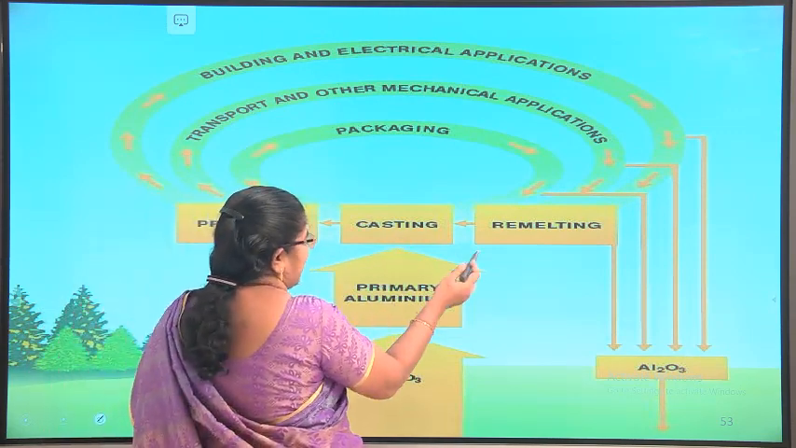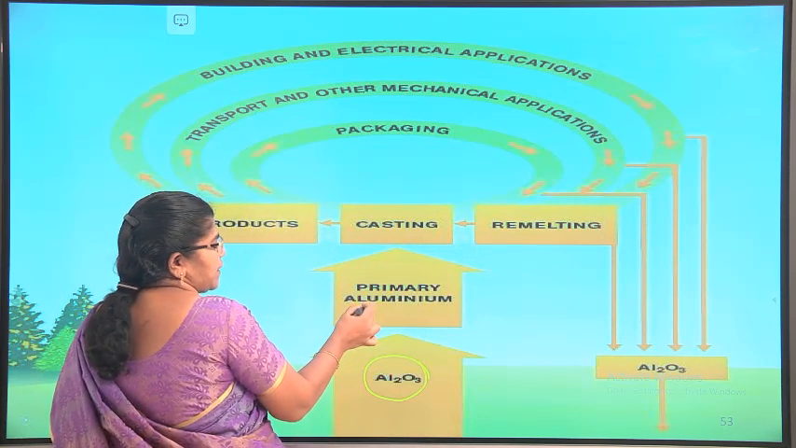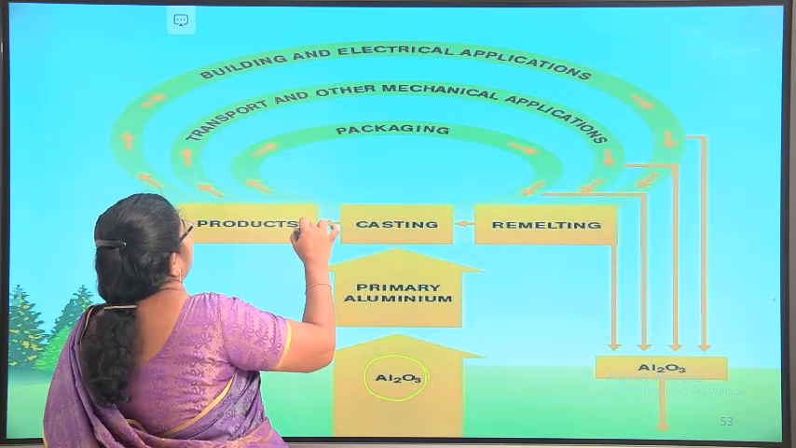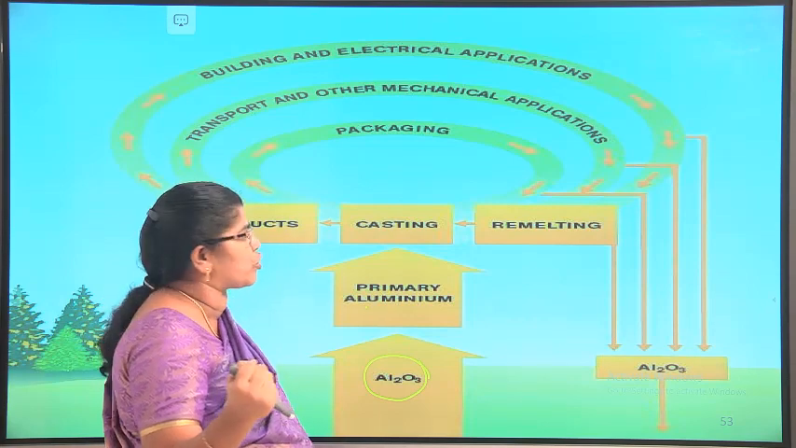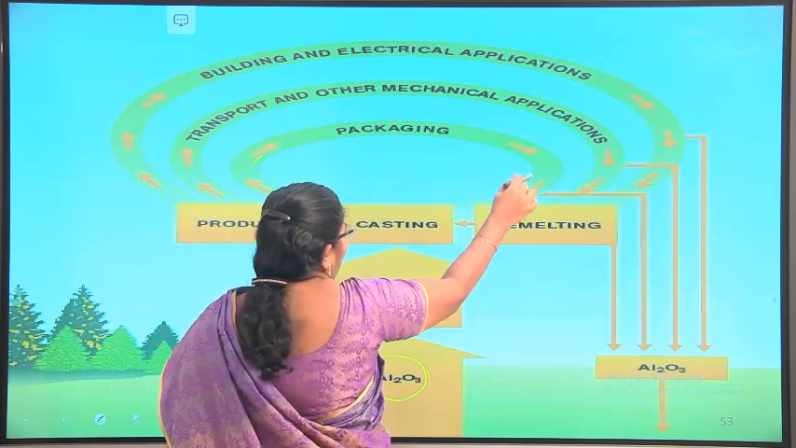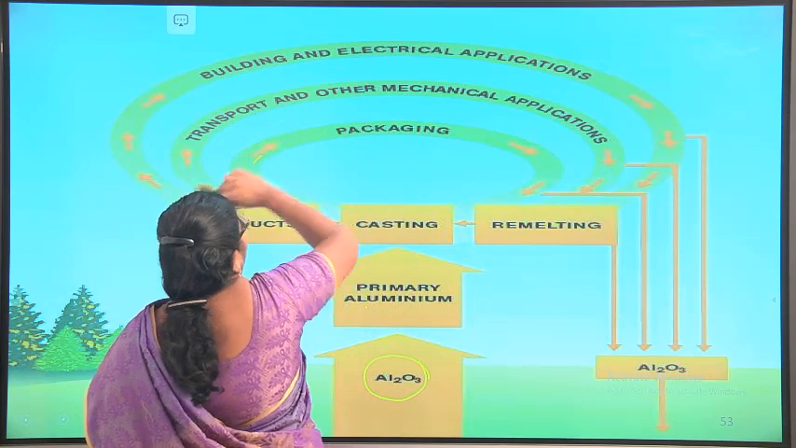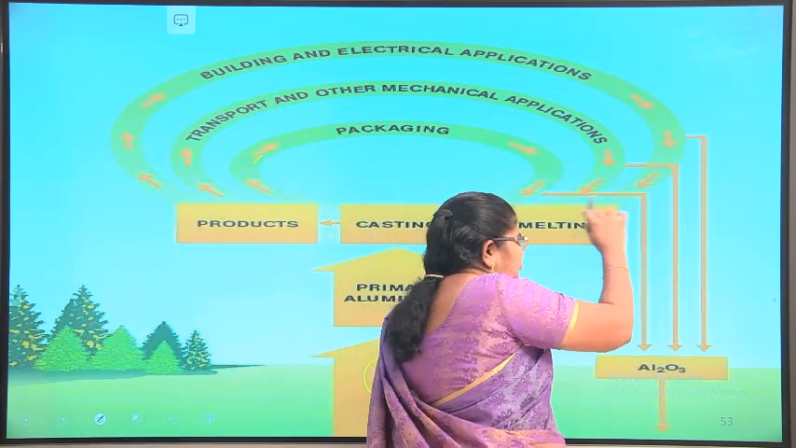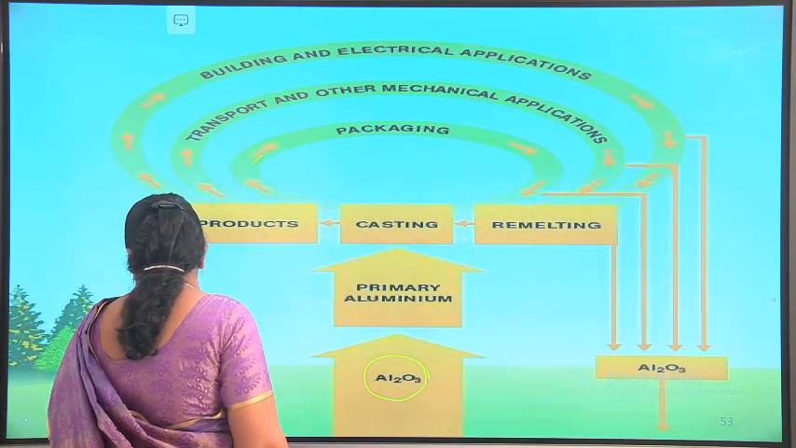is formed either by casting or remelting, and Al2O3 is taken as the primary aluminum. By the casting process or remelting, the products are formed. Products are formed by three things: casting, rolling, and extrusion. When it is formed, it is packed, then transported to other processes, and it is mainly used in buildings and electrical appliances. After use, again it will return as Al2O3 as scrap material.